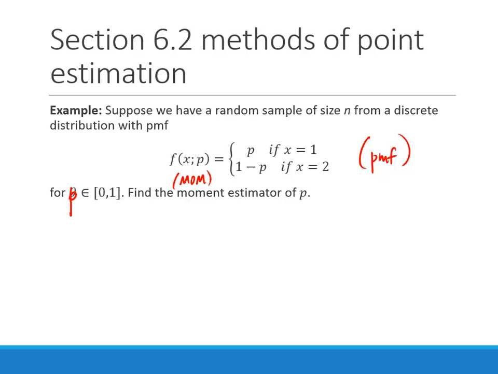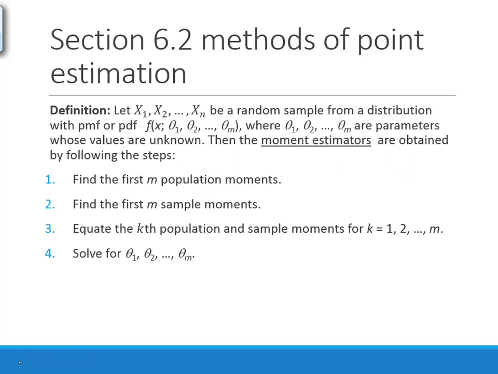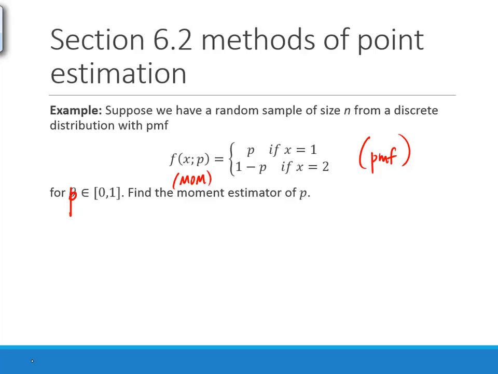Stepping through our steps, we first want to find the first m population moments and the first m sample moments. Here I only have one parameter, the p that I need to estimate, so m is equal to 1. This will be a little easier in this case.